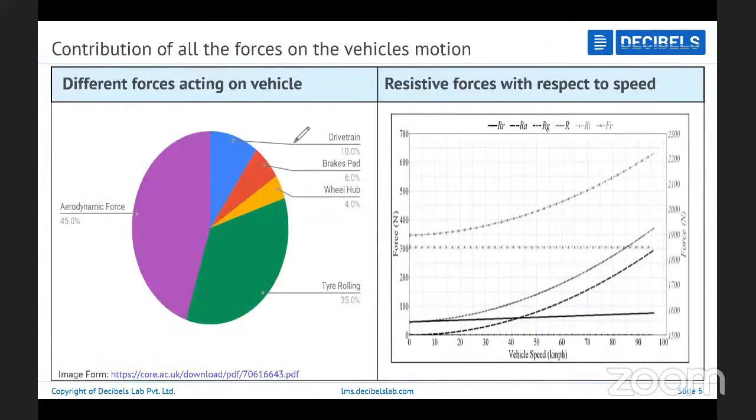With this figure, we can say that the aerodynamic force is going to contribute a higher percentage compared to the other resistive forces. There will also be resistance in the drivetrain, brake pads, wheel hub, and tire rolling. We can look into how they are contributing and what parameters are affecting these forces. There might be some parameters influencing aerodynamic force in the same way as the tire rolling resistance force. So we'll look into those parameters.